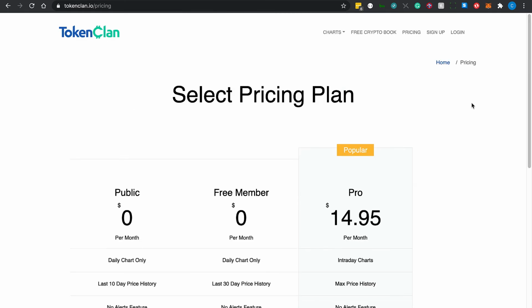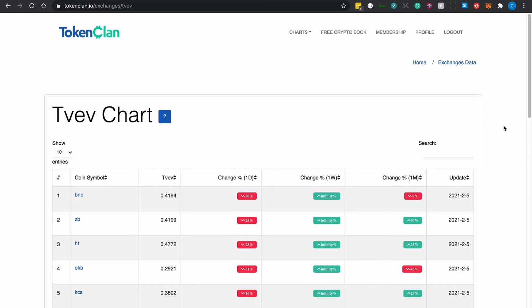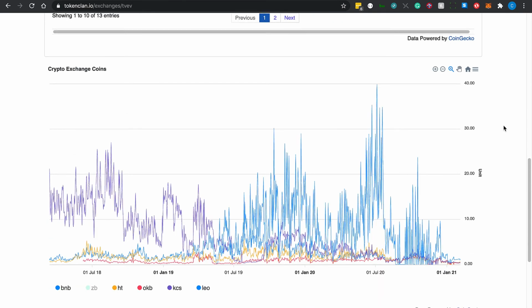That is a quick introduction to TVEV ratio and also to our platform TokenClan.io, which displays TVEV ratio data on this platform. Here I will show you an example if you have opted for the Pro version of this data plan. If you go to the crypto exchange coins, the TVEV ratio, you will see the entire history of it. So it dates back from March 2018 to as of right now. So you can see the entire overview of the data being displayed here.